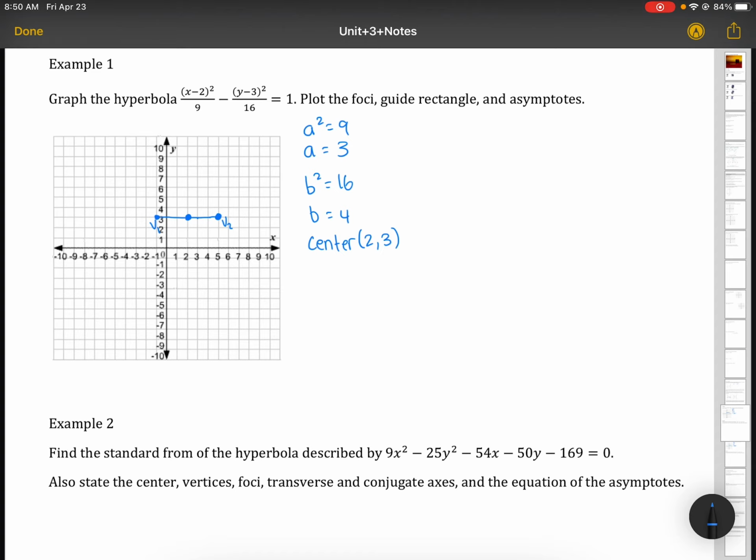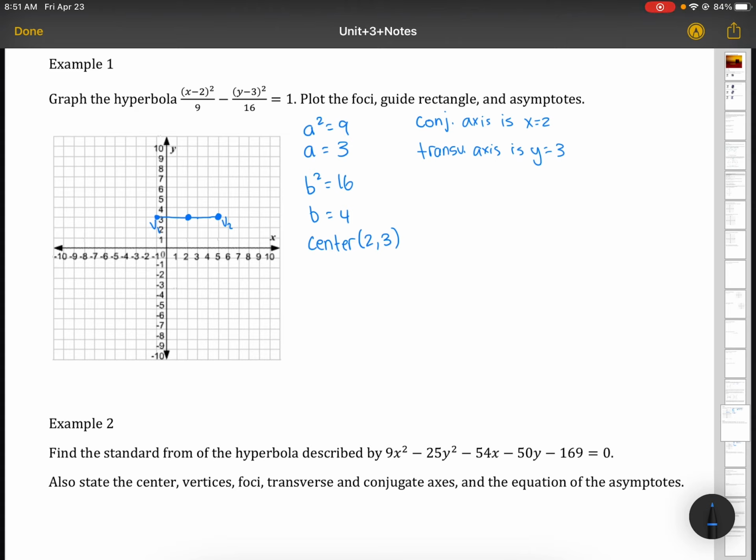The conjugate axis is going to go through x equals 2. Let's write that. So the conjugate axis is x equals 2, and our transverse axis is y equals 3. So it's just going to be y equals the y coordinate, and x equals the x coordinate for the center.